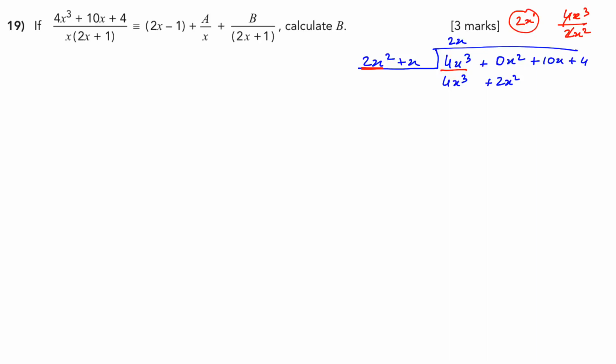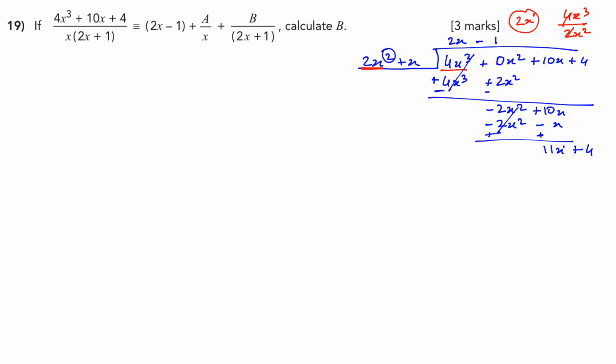Now always you have to change the signs. This is a plus, it will become minus and minus. Cancelled. Negative 2x squared plus 10x. So again you do it the same way. You will get negative 2x squared, negative x. Change the signs. Cancelled. You will get 11x plus 4. Look at the power of x here, it is 1, and the power of x here is 2. It means you cannot divide it further.